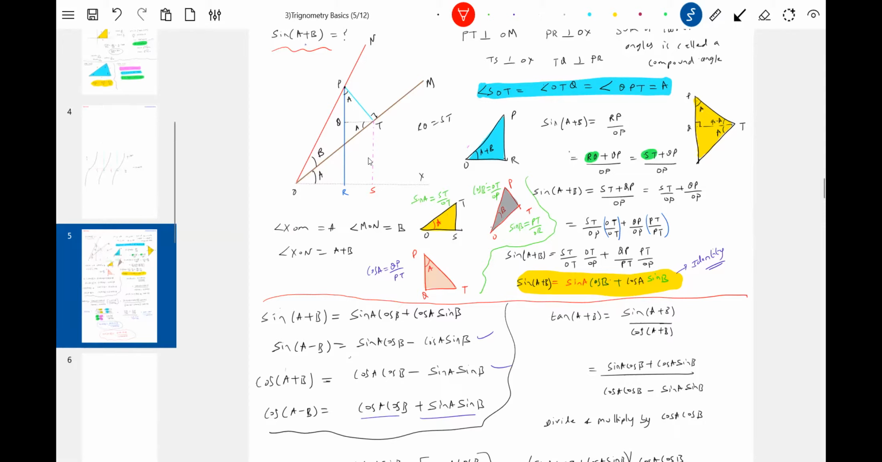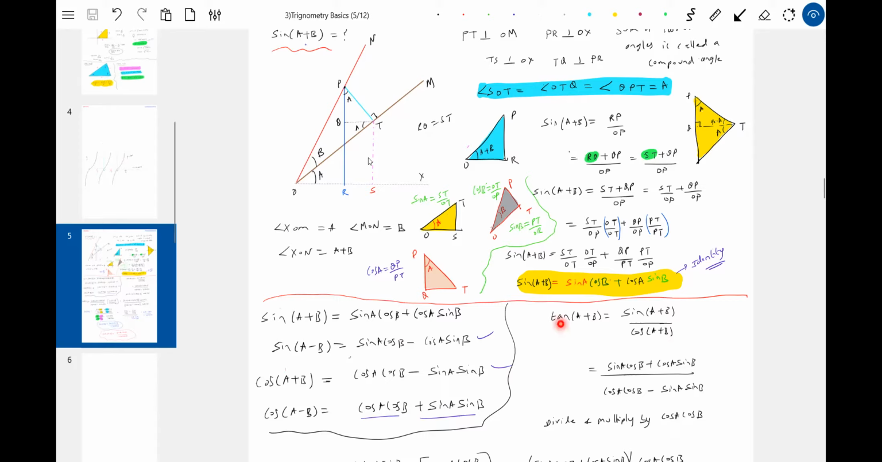So this is the sine of A plus B formula: sine A cos B plus cos A sin B. Sine of A minus B: sine A cos B minus cos A sin B. Cos of A plus B: cos A cos B minus sin A sin B. Cos of A minus B is cos A cos B plus sin A sin B. These are the identities. You have to remember them, very important.